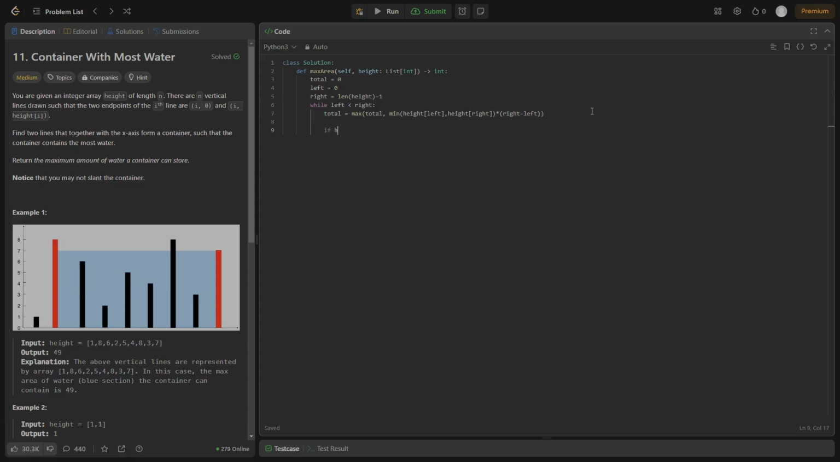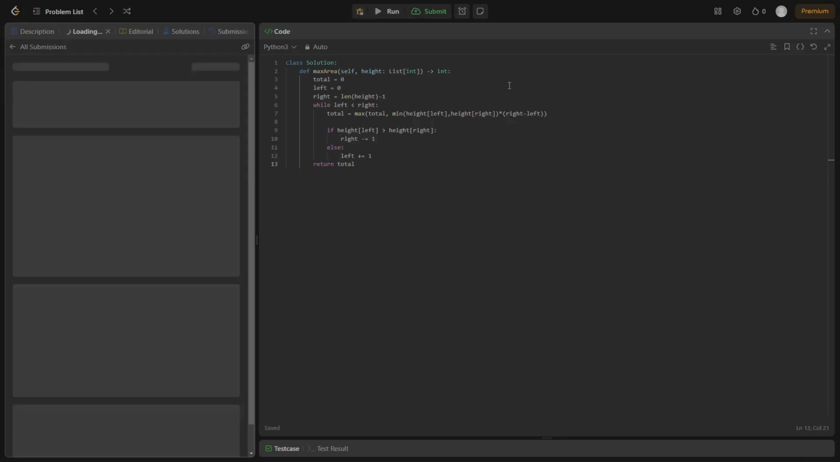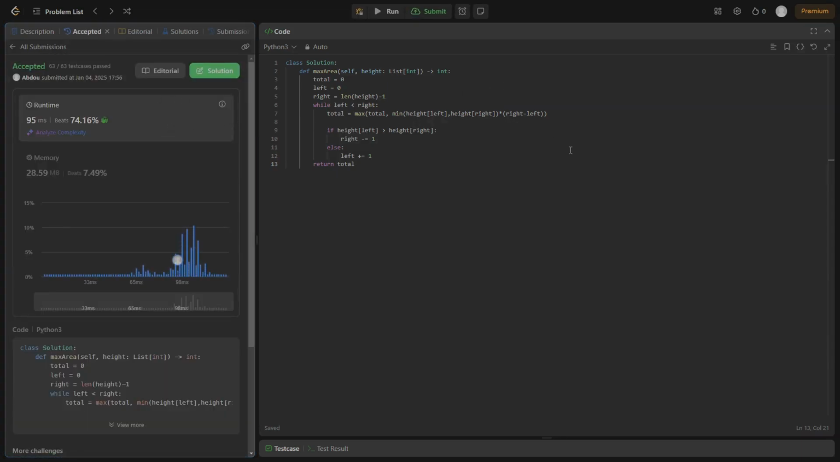And now we want to update our pointers. If height at left is greater than height at right, then we want to decrement the right pointer. Otherwise, we want to increment our left pointer. And at this point, once we exit the while loop, we have found the maximum area. And if we didn't make any mistakes, we should be able to just check. There you go. It does pretty well.